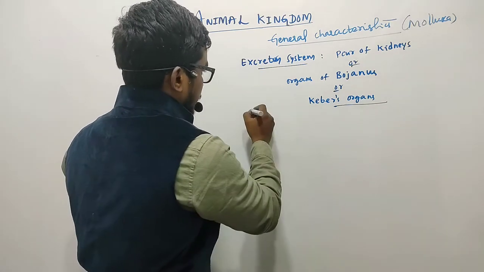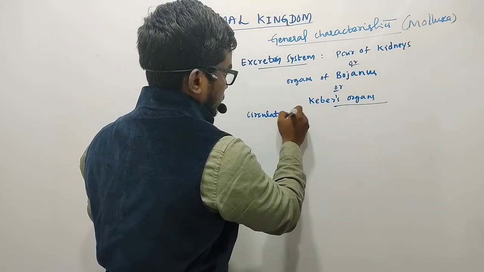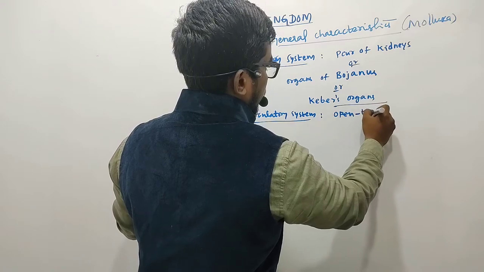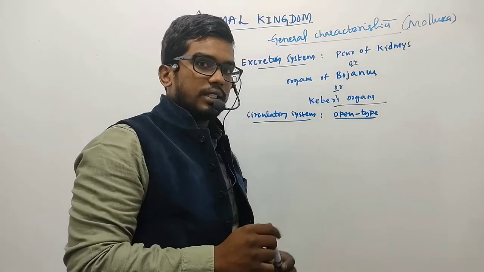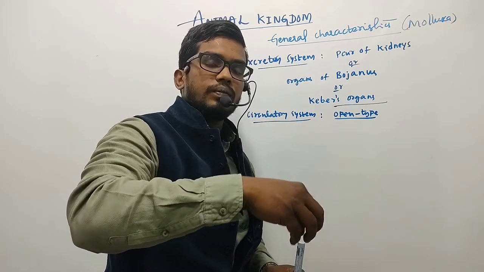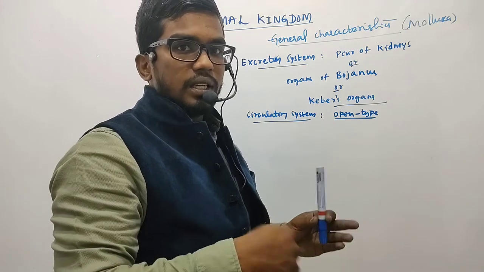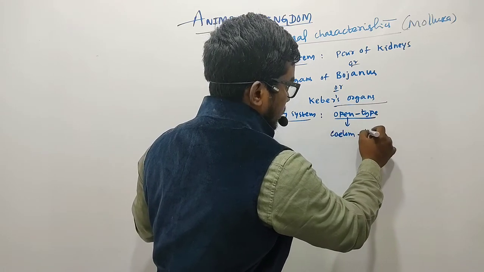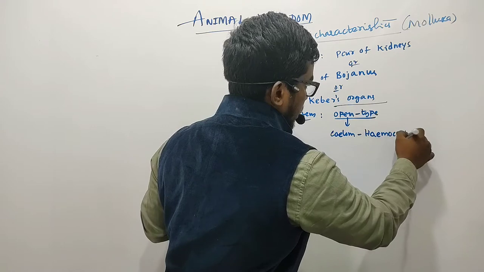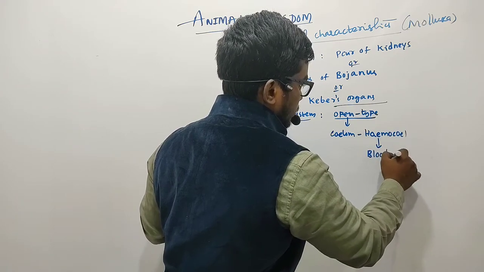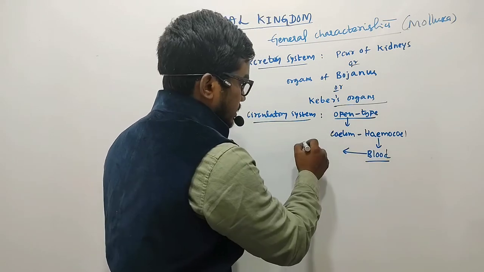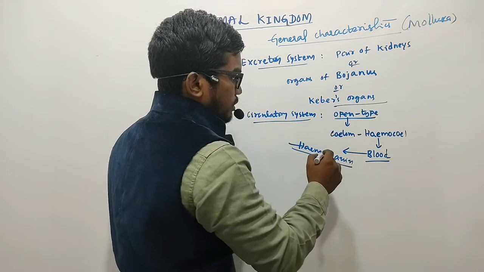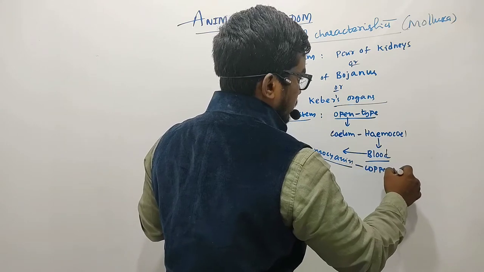Moving ahead, let me talk about the circulatory system. Here, the circulatory system is open type. When I say open type of circulatory system, we all know that the blood does not flow in the blood vessels, that is, the arteries, veins and capillaries. Instead, it flows in the body cavity. Here the body cavity or the coelom is generally represented as the haemocoel, where the blood freely flows. This blood has a pigment called haemocyanin. So remember, we can also represent this as the copper pigment.